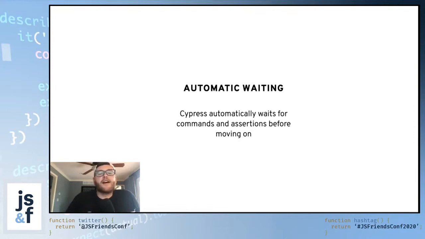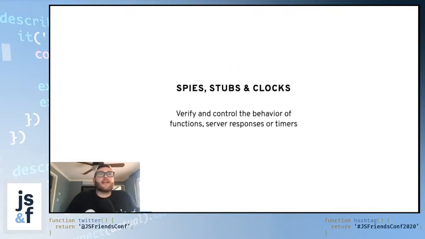You have the ability to add waits in, and we'll see it here with spies, stubs, and clocks. So you can really control the behavior of your application, whether it be a Lambda function from a cloud server, or a server response, or some type of timer. It really gives you the same functionality you love when you write unit tests, at your fingertips for end-to-end testing.